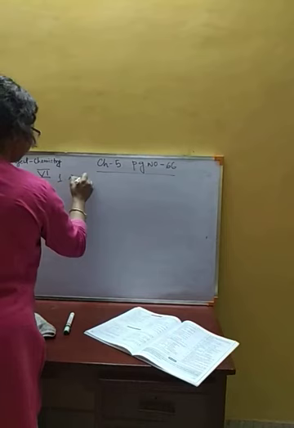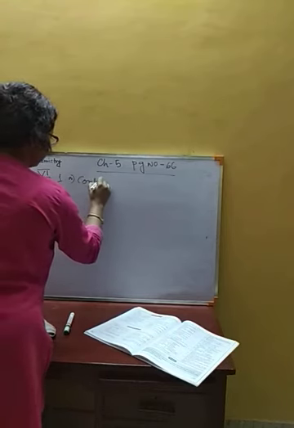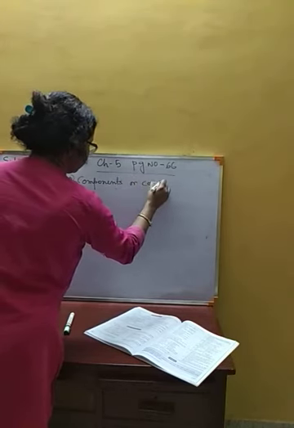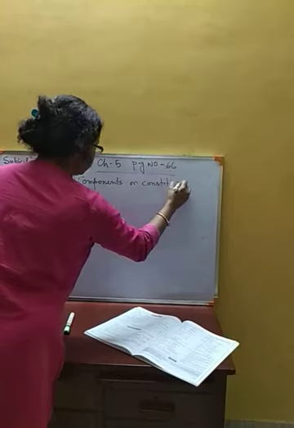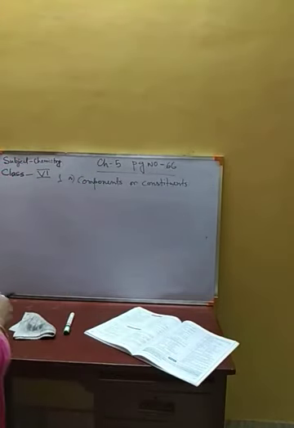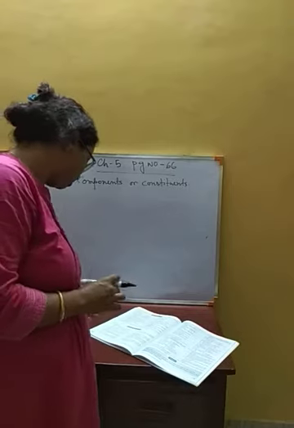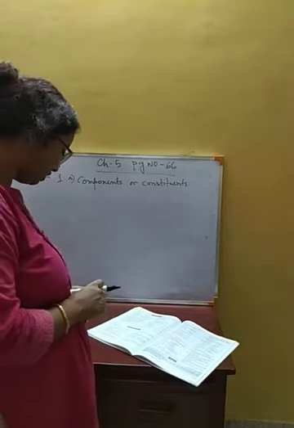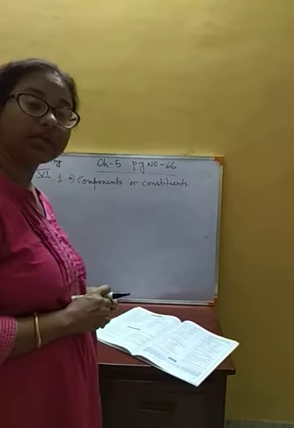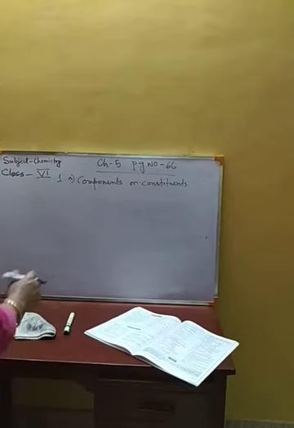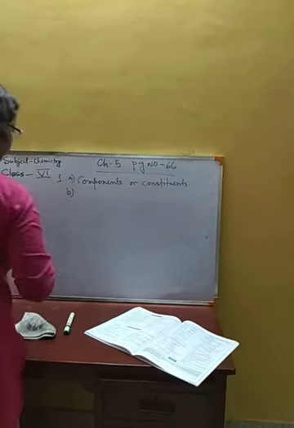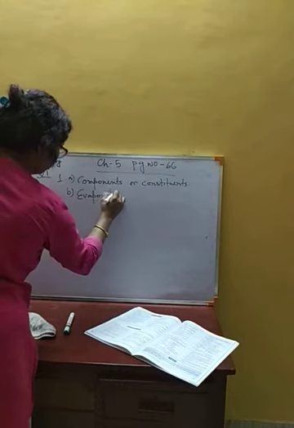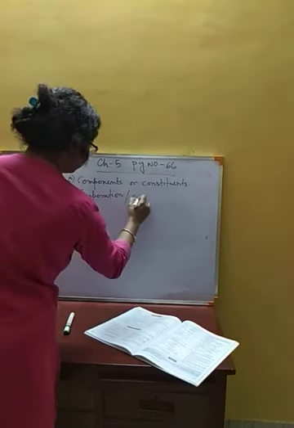So, this will be components or constituents. Okay, components or constituents. Next, dash is a process to separate solids dissolved in liquid. The solids dissolved in liquid, how can we separate them? The answer will be either evaporation or crystallization.